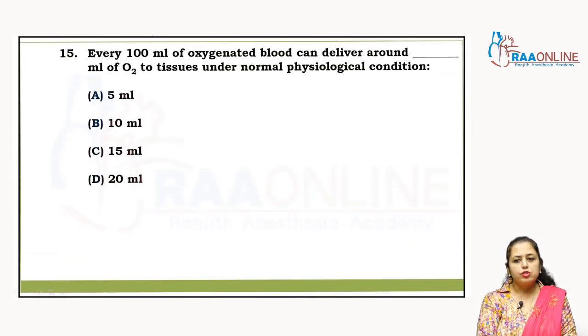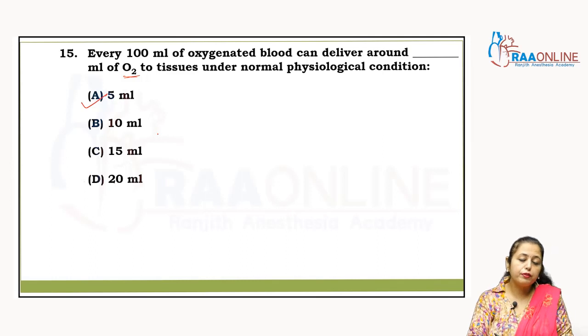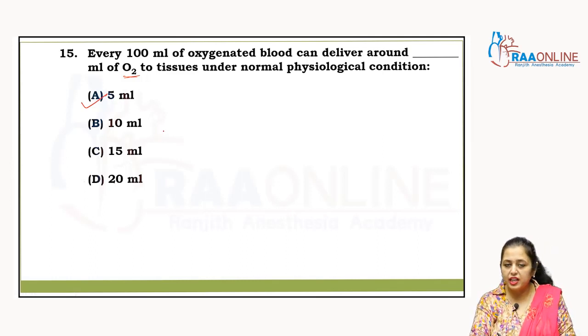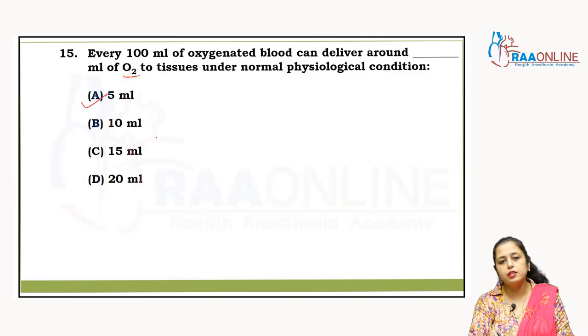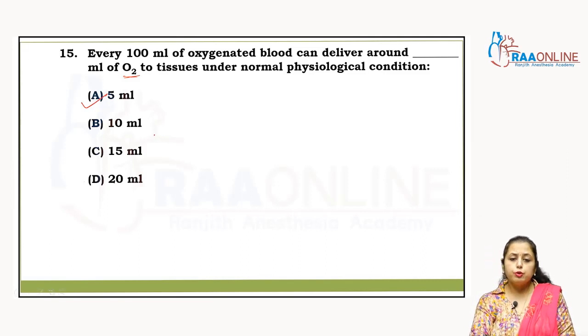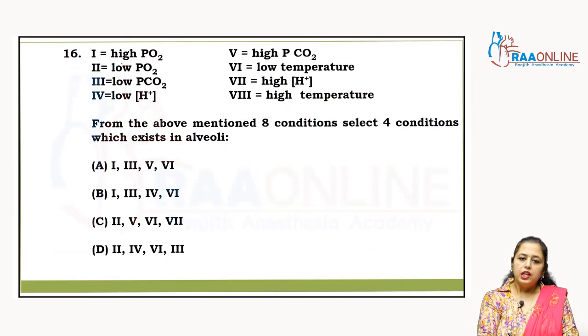Every 100 ml of oxygenated blood can deliver around dash ml of oxygen to tissues, that is 5 ml of oxygen to the tissues under normal physiological conditions, right? Don't mark the 20 ml. 20 ml is carried by 15 grams of hemoglobin, and from the 20 ml, 5 ml is released at the level of tissues, and 15 ml is stored for strenuous exercise, right? Now come to the next one.